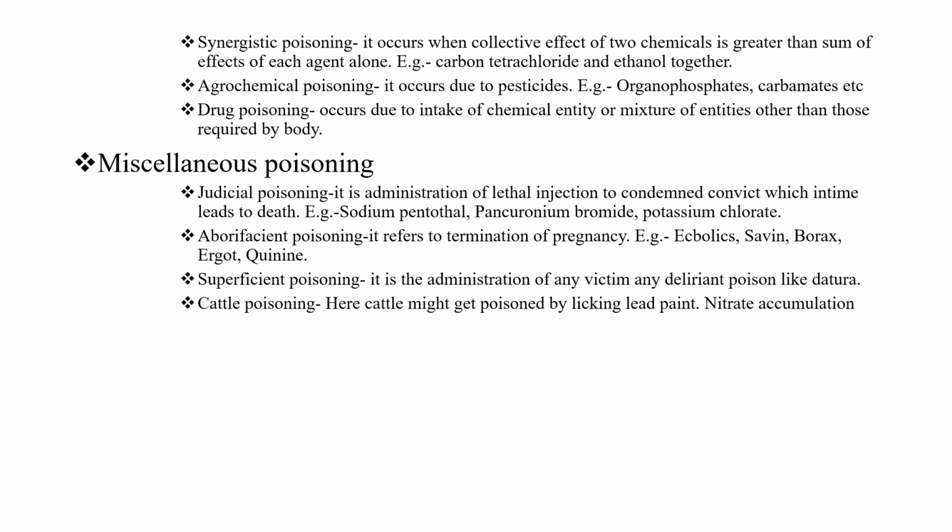Abortifacient poisoning. It refers to termination of pregnancy. While terminating pregnancy using various drugs, it can lead to poisoning and later on death. Examples include ecbolics, savin, borax, ergot, quinine. All these are in the category of abortifacient poisoning.